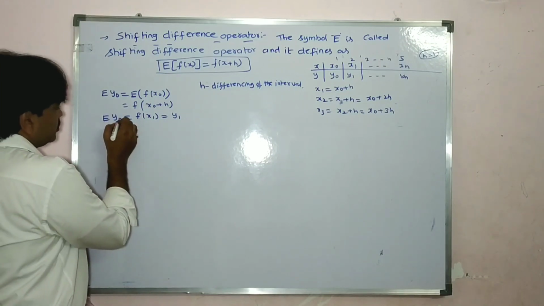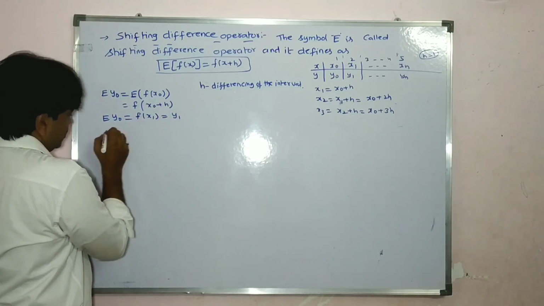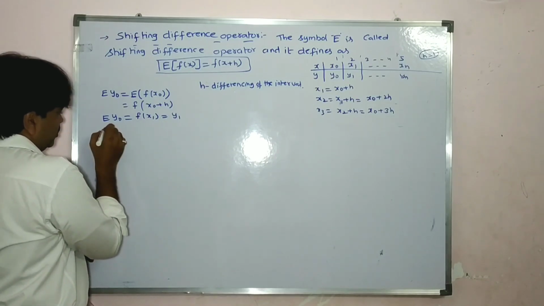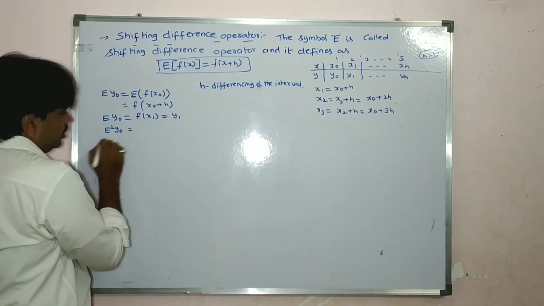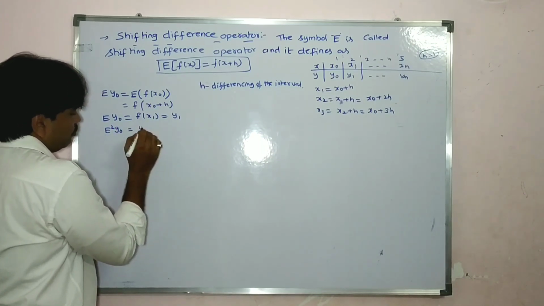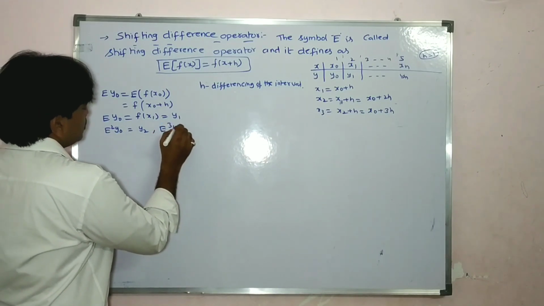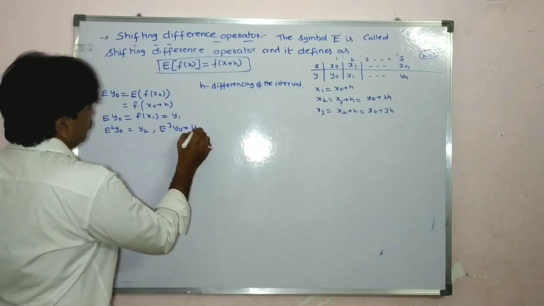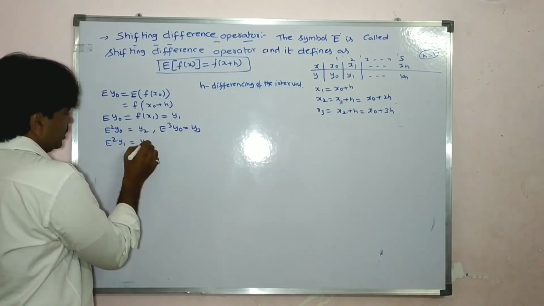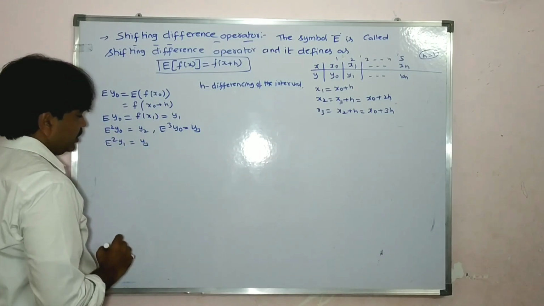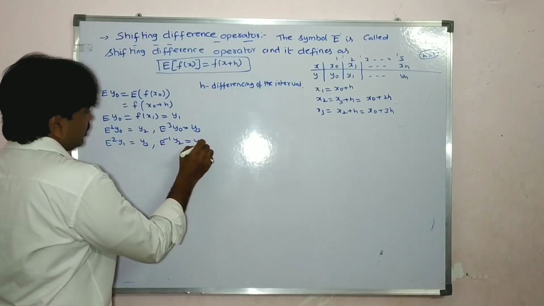Suppose E power is 1, so we add the suffix, we get 0 plus 1, 1, students. Now we can generalize here. E square y naught, students. What is E square y naught? Simply y2. Suppose I am writing here E cube y naught, students. E cube y naught is y3. Suppose E square y1, students. It is y3. Or E power minus 1 y2, students. It is y1.